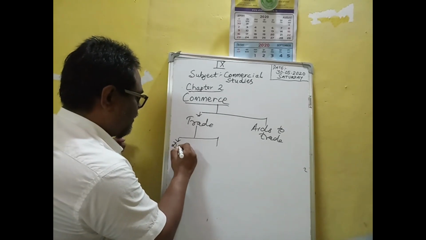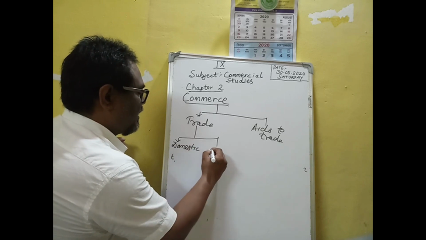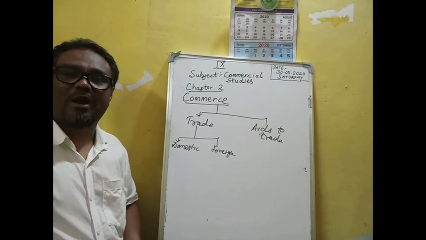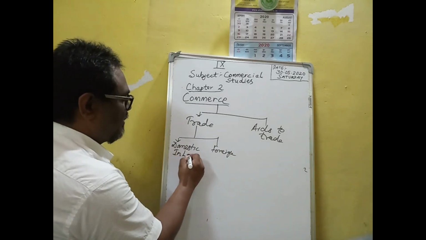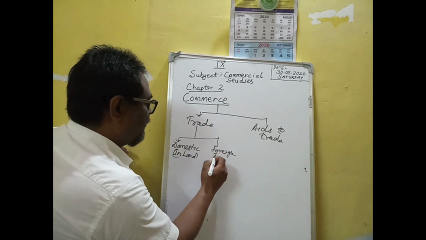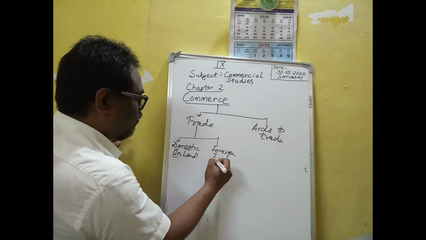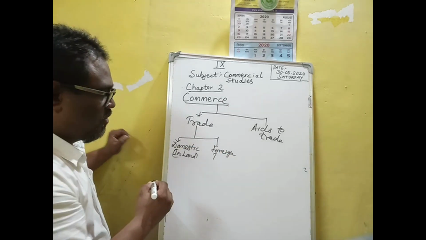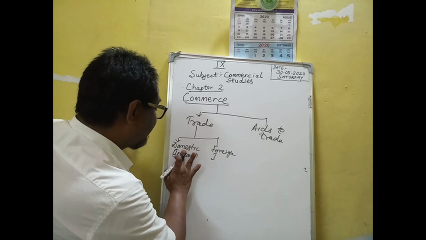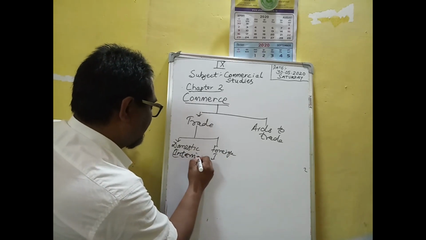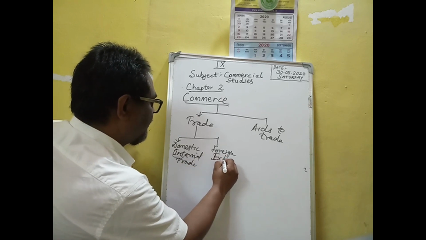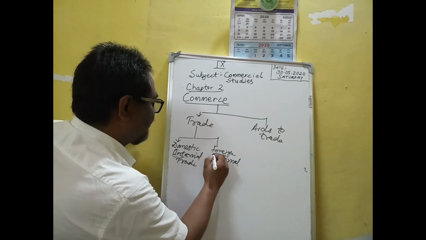Domestic trade and foreign trade. Domestic trade is also known as inland trade, and foreign trade is also known as international trade or foreign trade. Domestic trade is also called internal trade, and foreign trade is external trade.